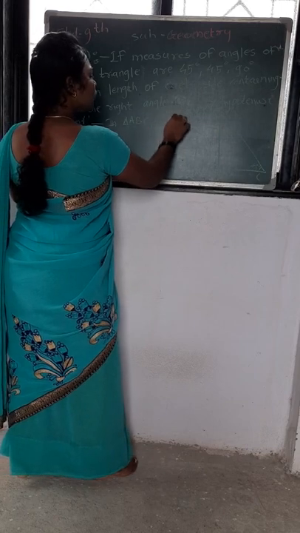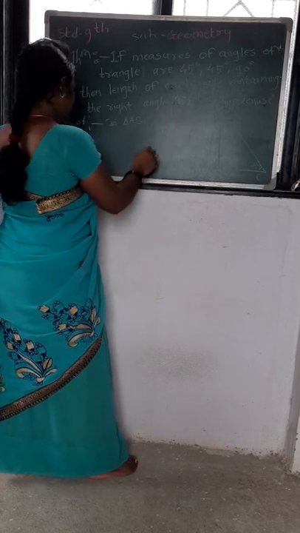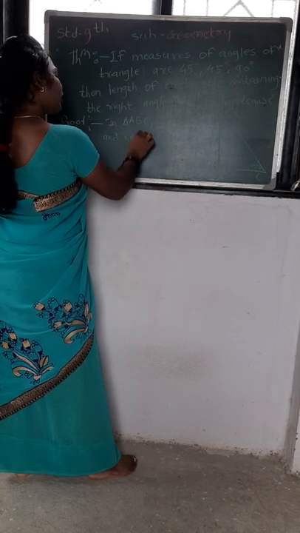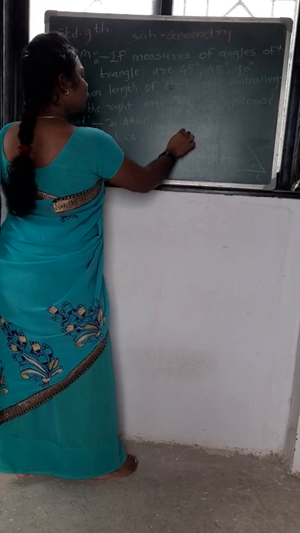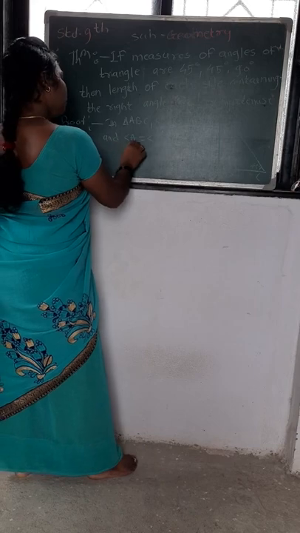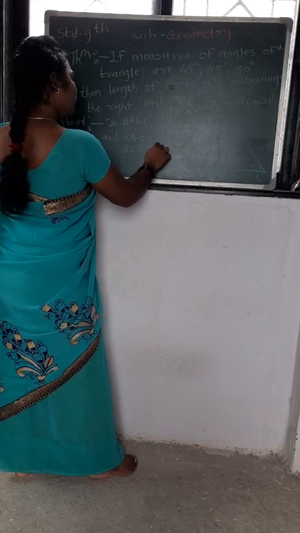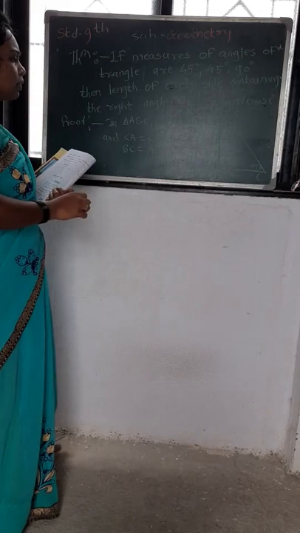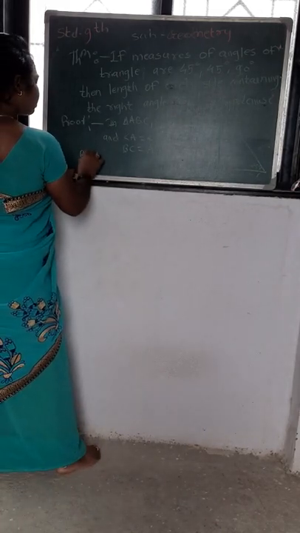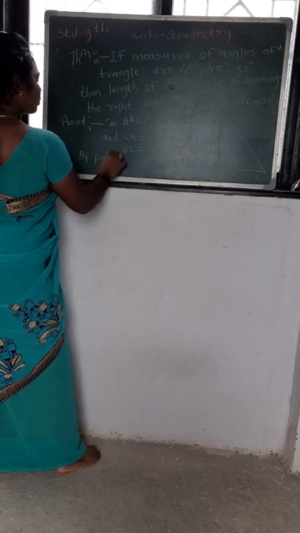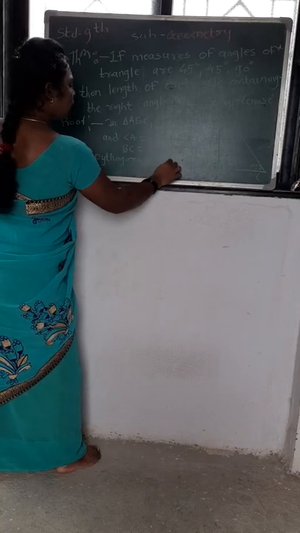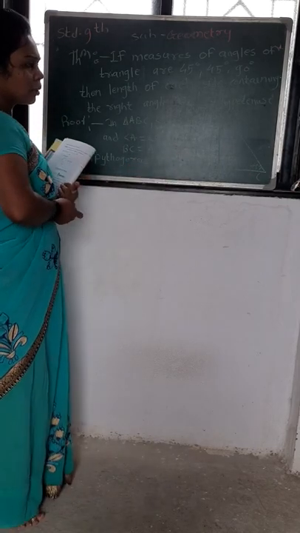Then in triangle ABC, angle B is equal to 90 degree and angle A is equal to angle C is equal to 45 degree. Therefore, BC is equal to AB. Then the next step is by Pythagoras theorem.